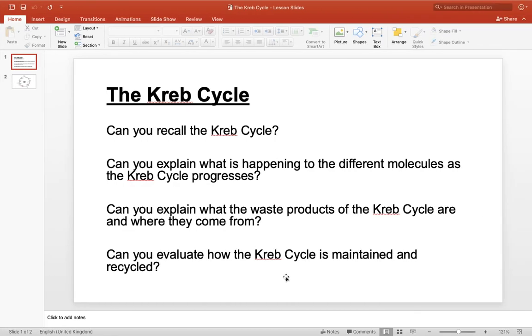So you should now be able to recall the Krebs cycle. You should be able to explain what's happening to the different molecules as the Krebs cycle progresses. You should be able to explain what the waste products of the Krebs cycle are and where they come from. And you should be able to evaluate how the Krebs cycle is maintained and recycled.